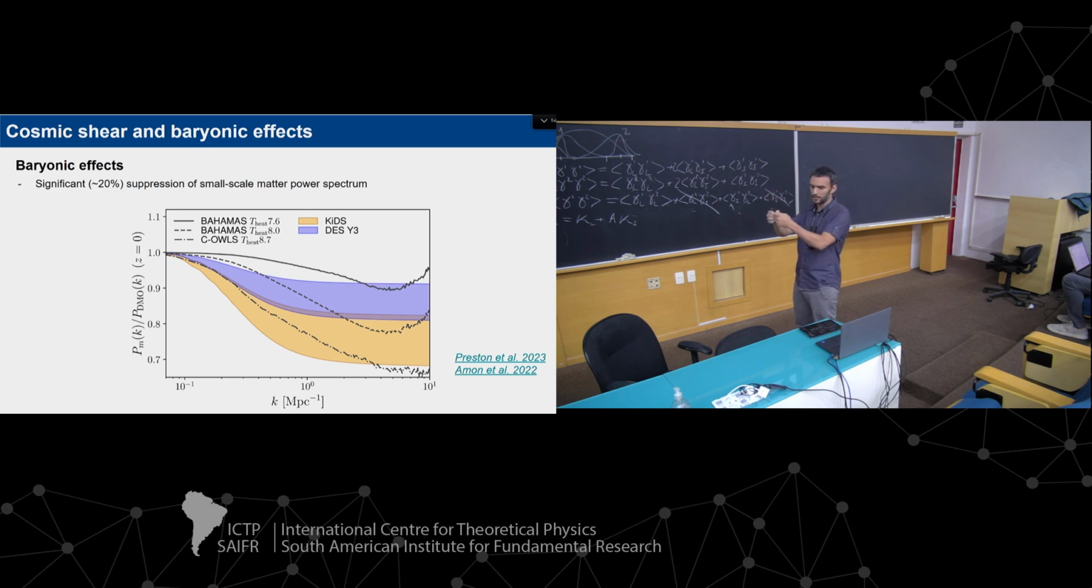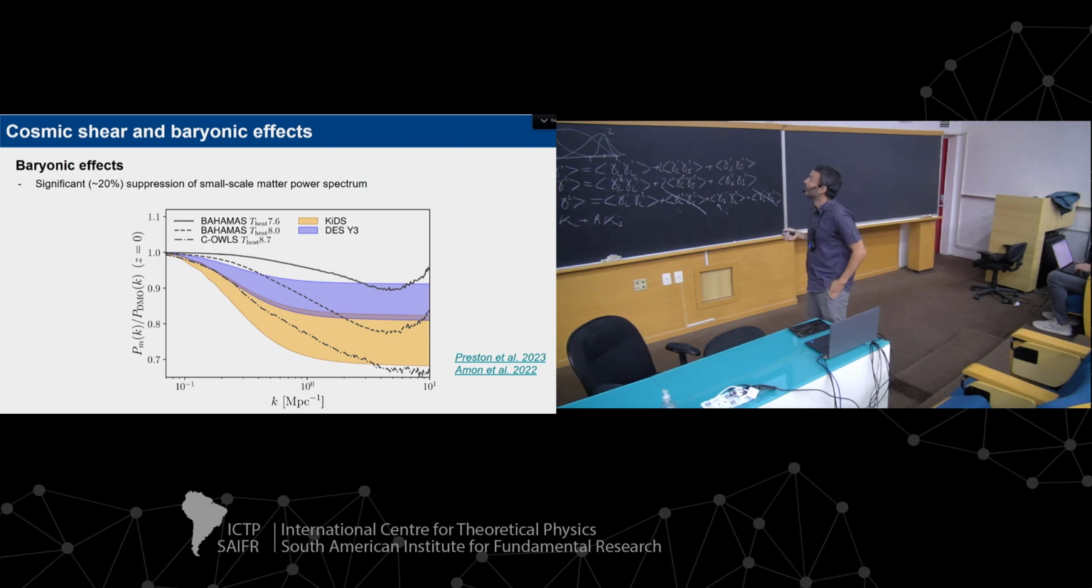This mostly comes from all this gas that has been ejected by the AGNs on small scales. So you lose clustering on small scales due to the expelling of the gas due to AGN feedback, among other effects.